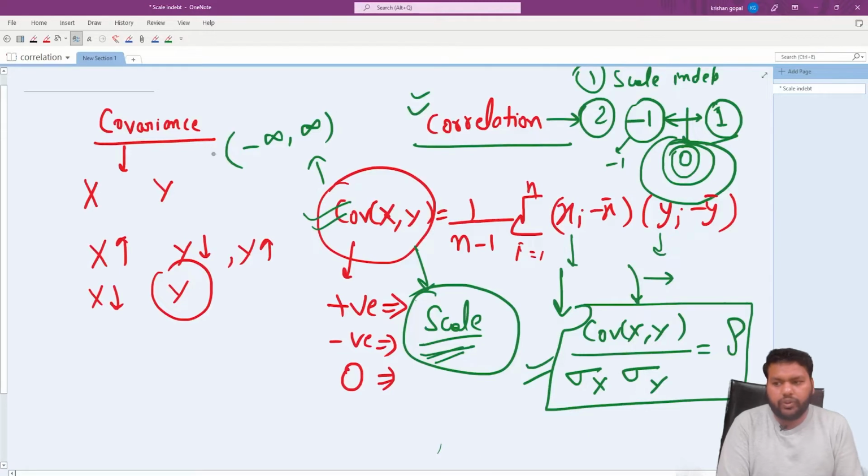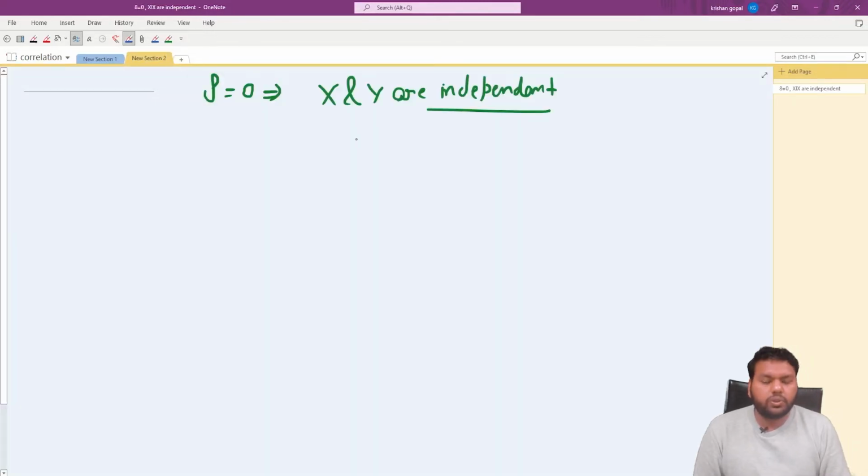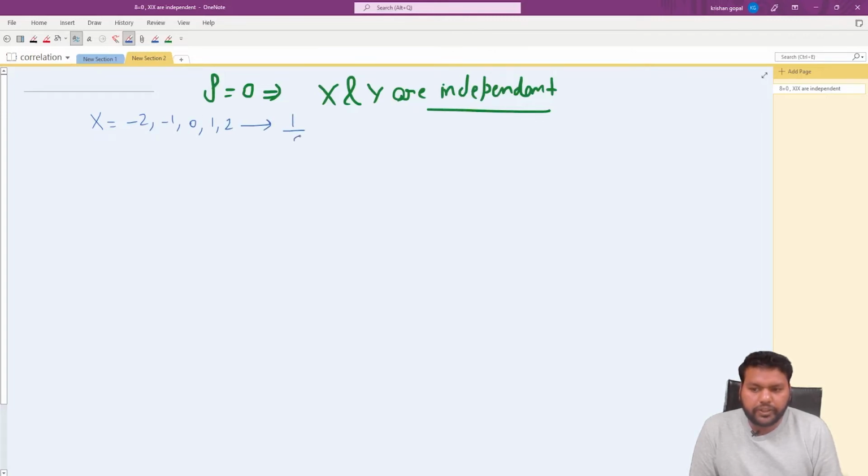So again, let's move here. To explain this statement, you can take the help of an example. Suppose I create one example where you have the random variable x having the values -2, -1, 0, 1, 2, and all the values have an equal probability of 1 by 5. And suppose you create another random variable y equal to x squared. Now I want to show that the correlation coefficient between x and y is 0.